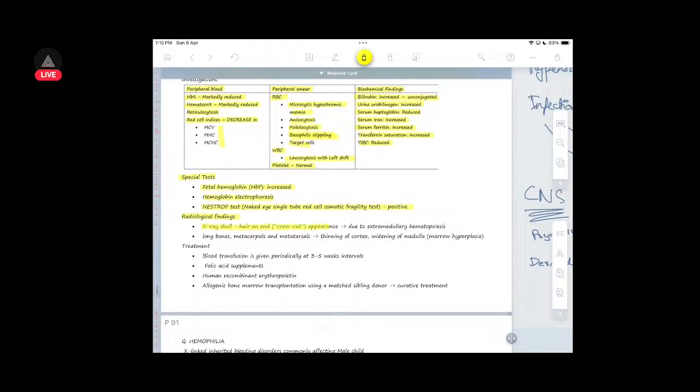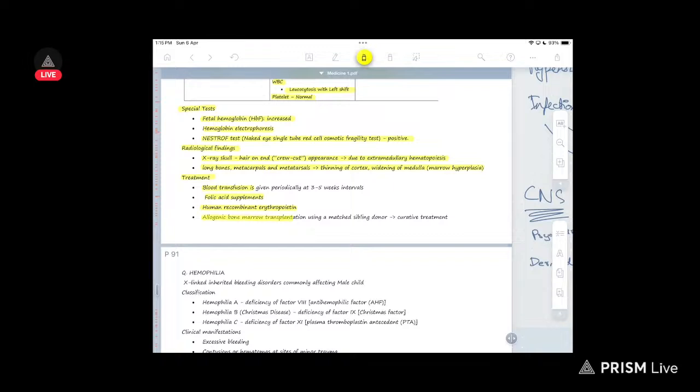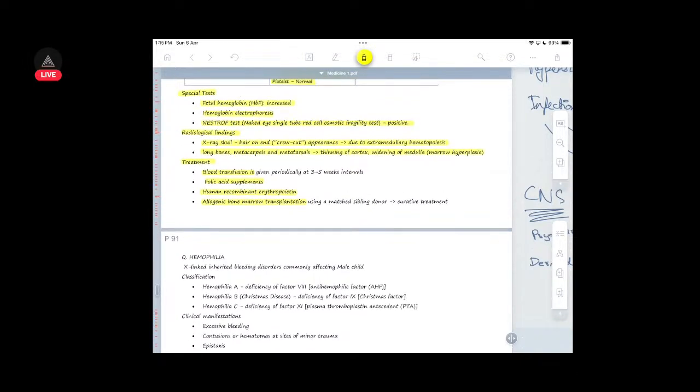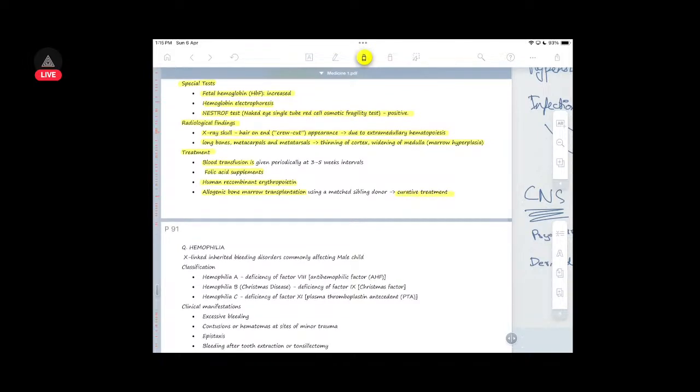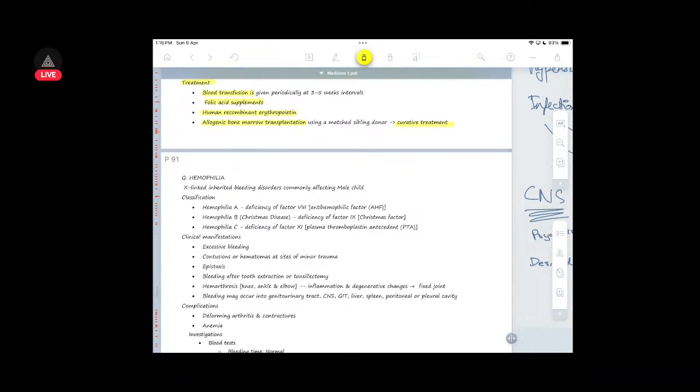Then radiological findings: on X-ray skull, you have hair-on-end, crew cut appearance due to extramedullary hematopoiesis. In long bones, metacarpals and metatarsals, you have thinning of cortex and widening of medulla. So it is marrow hyperplasia. Treatment: you give blood transfusion, folic acid supplementation, human recombinant erythropoietin, allogeneic bone marrow transplantation using a matched sibling donor, which is usually curative. Blood transfusion is given at 3 to 5 week intervals, along with iron chelation, folic acid supplementation and human recombinant erythropoietin.